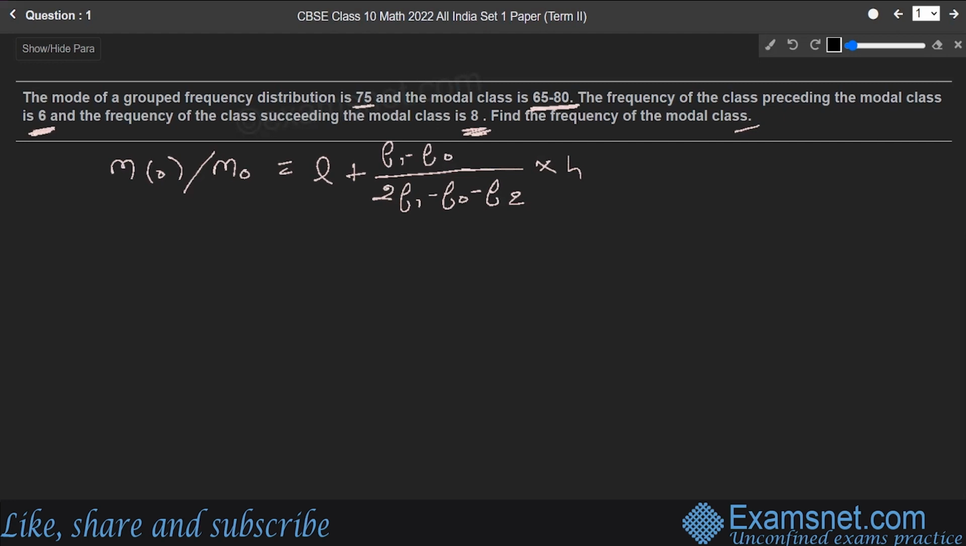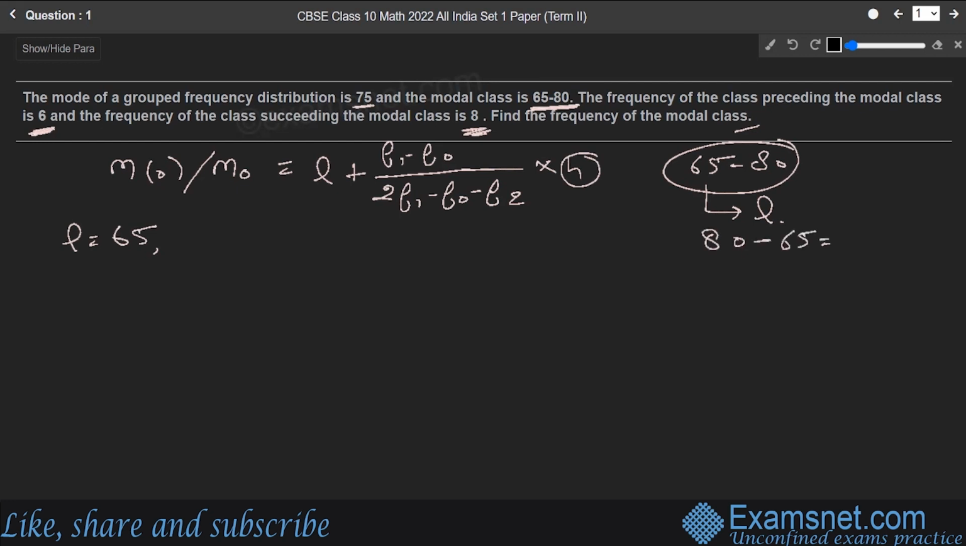This L value is nothing but the lower class limit. The modal class value is 65 to 80. You can see the modal class is 65 to 80, so L is nothing but the lower class limit. So I can write here, L value is 65. Another value that is used is h. What is this h? This h is nothing but the class width. How much is the class width? It is 80 minus 65, that is going to be 15. So that is the class width. H is equal to 15.